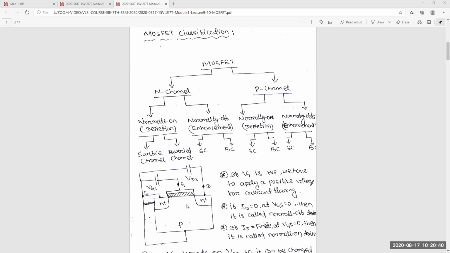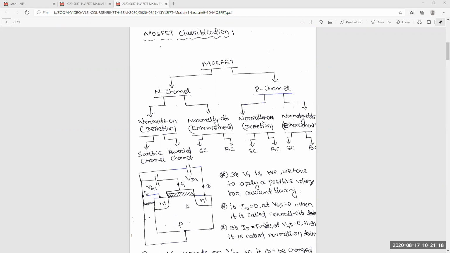VGS has to be positive with respect to VT in order to turn on the device. Generally the VGS needed to turn on the device is called VT, so the VGS value depends on VT. If VT is positive, VGS has to be positive in order to turn on the device. If it is less than that, then ID is equal to 0.